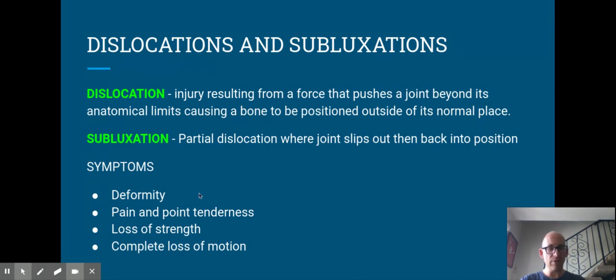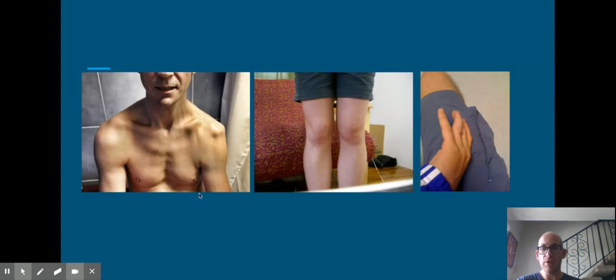And you won't be able to apply strength. You won't have any motion. Okay, and it will be very painful. So here are some pictures. Obviously, you can see the deformity here. That shoulder has been dislocated.